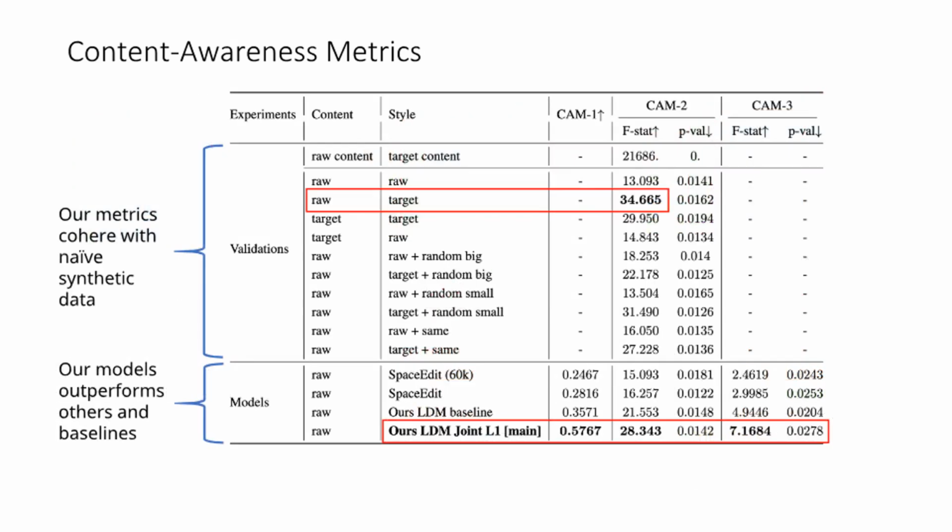We perform both validation experiments and model comparison experiments on our proposed content awareness metrics. In the validation phase, we intentionally introduce random noise of varying scales to the raw or target images. The outcomes validate that our metrics align well with these synthetic data manipulations. In the model comparison phase, our model outperforms other baselines, achieving the best values across all 3 CAM categories.